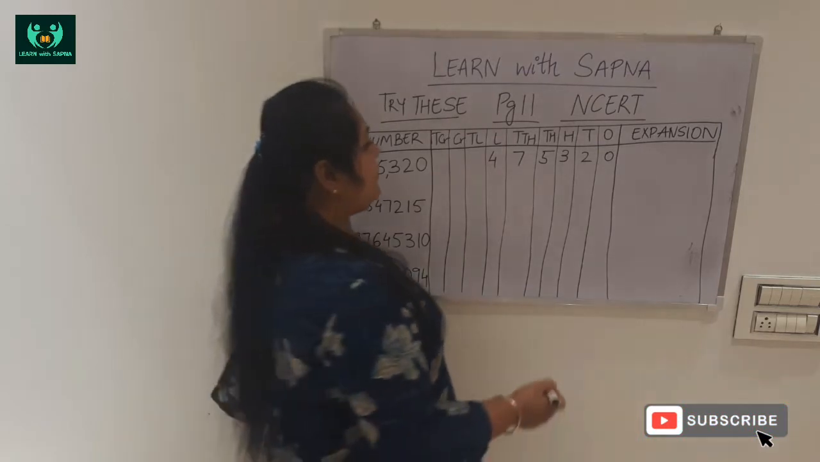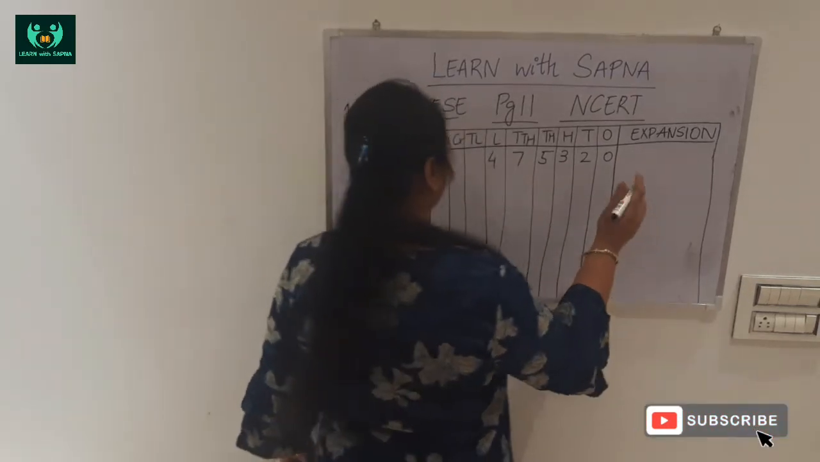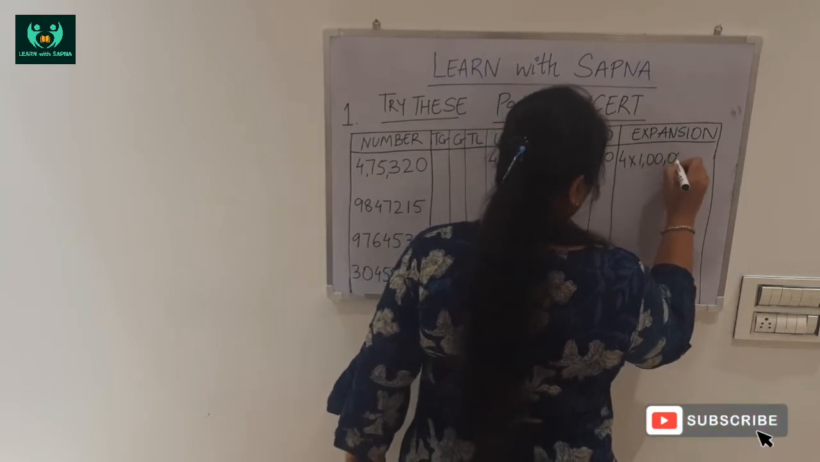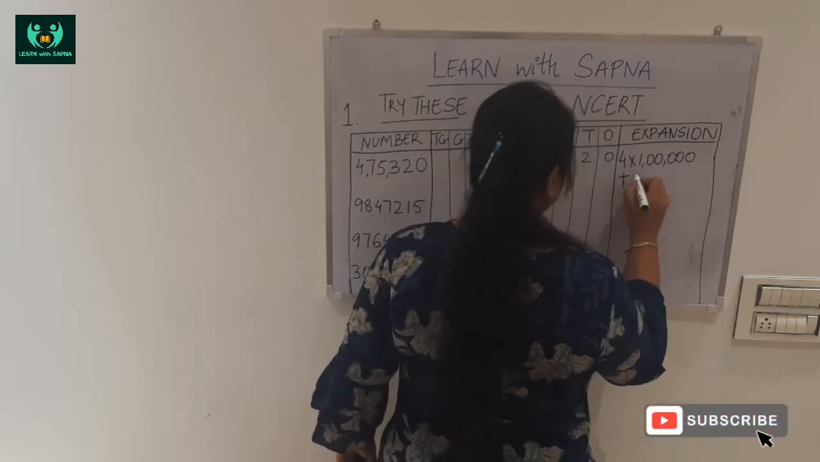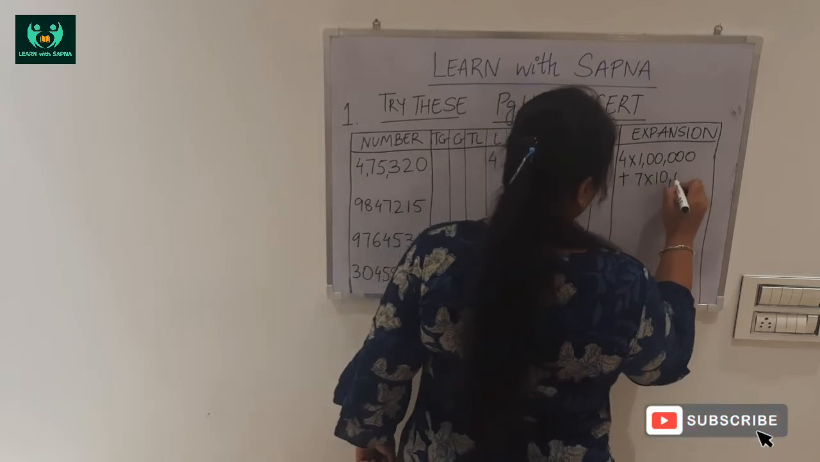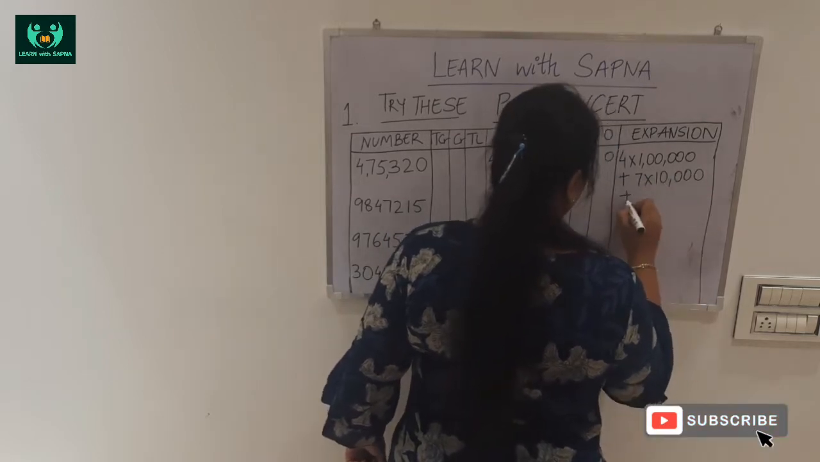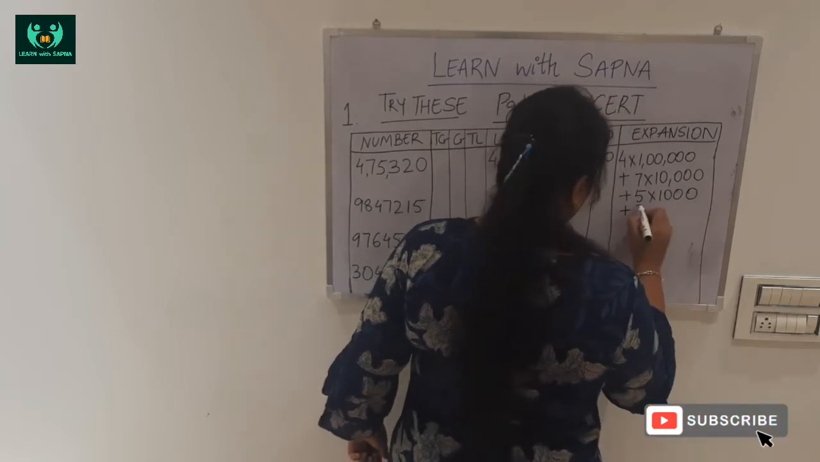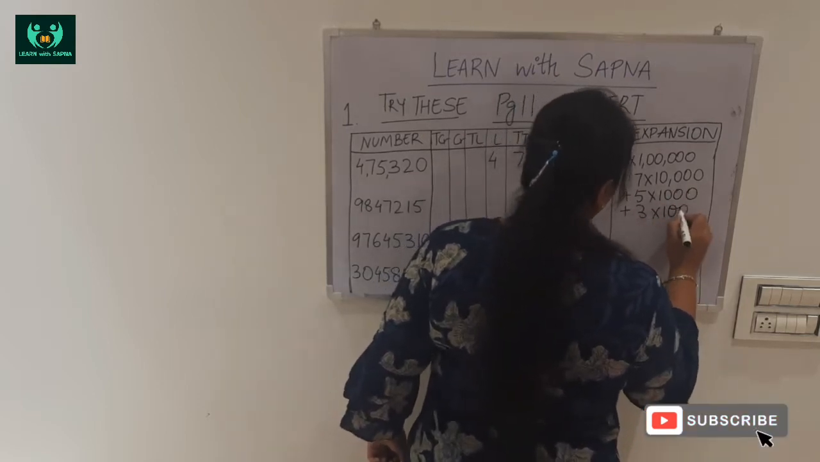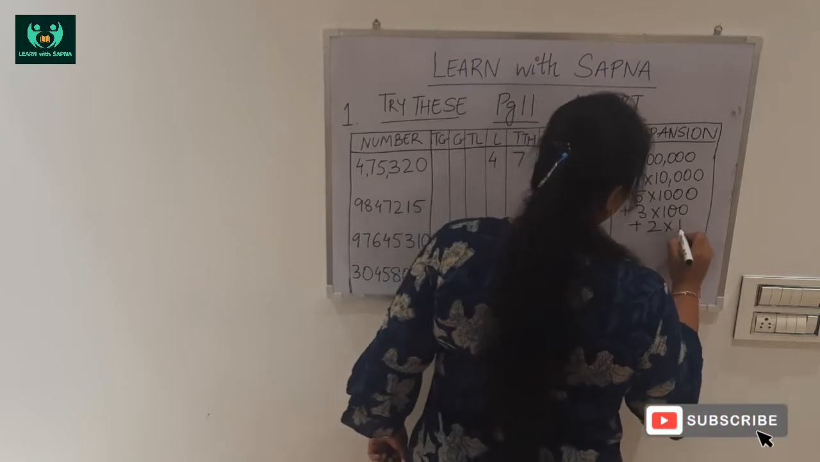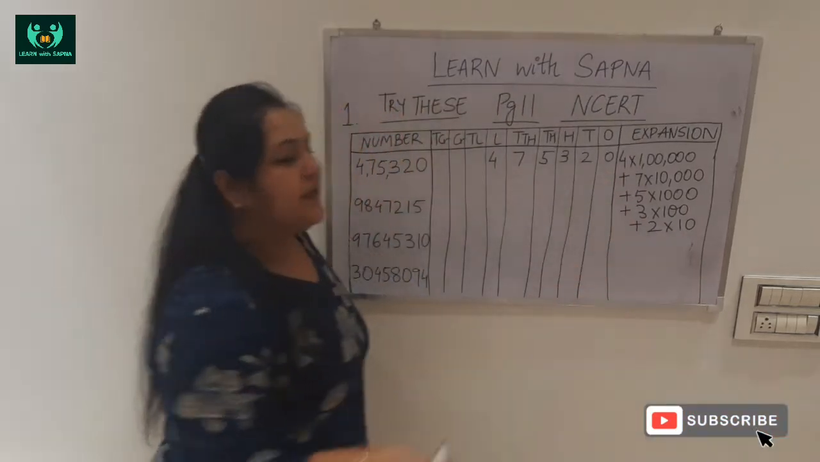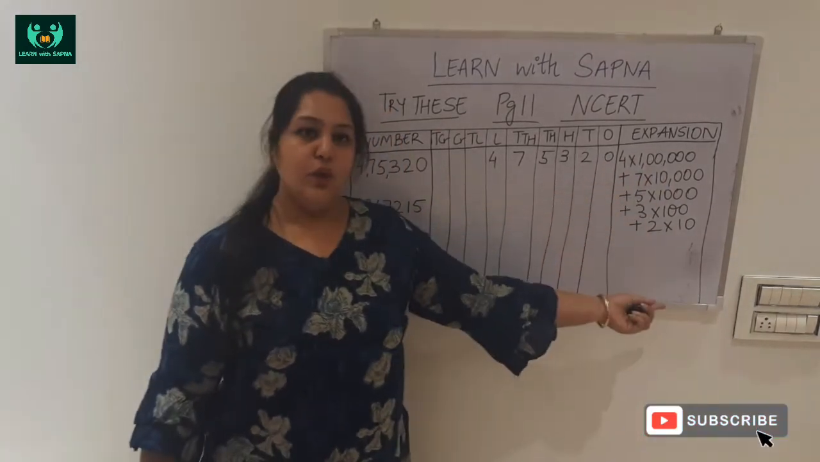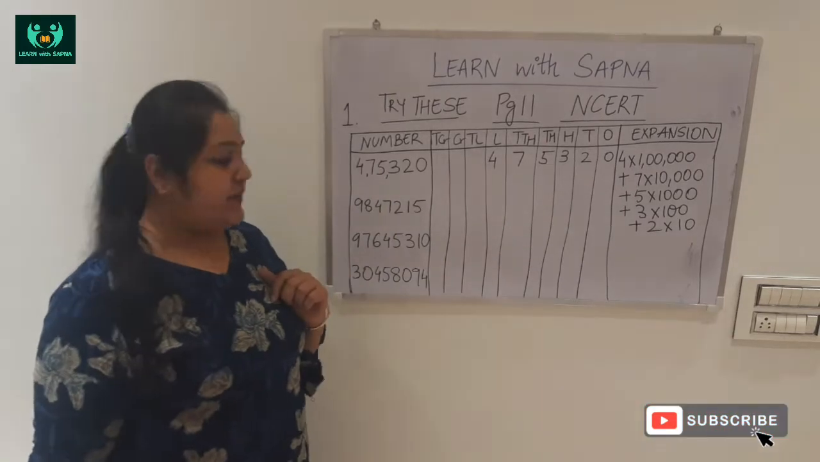What is the expanded form? I'll write the expansion for 1, we can do the rest. 4 into 1 lakh plus 7 into 10,000 plus 5 into 1,000 plus 3 into 100 plus 2 into 10 plus we have 0, so nothing into 1. So this is how the expansion for this number will look. Similarly, we can do it for the rest of the numbers.